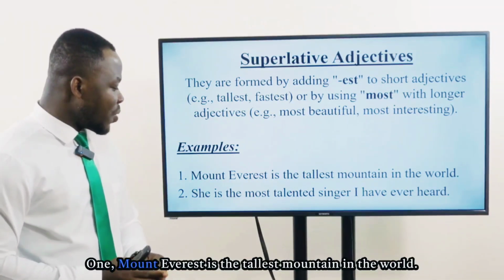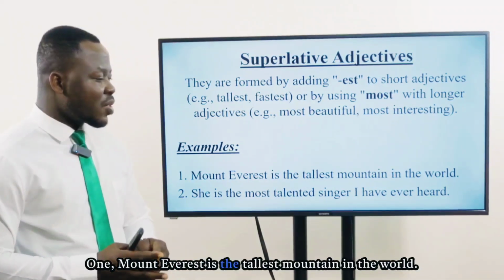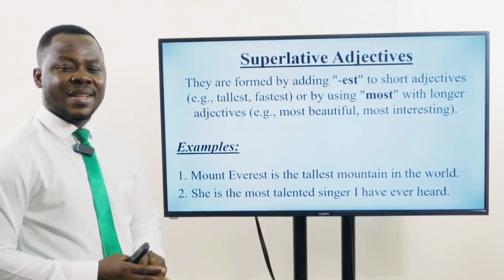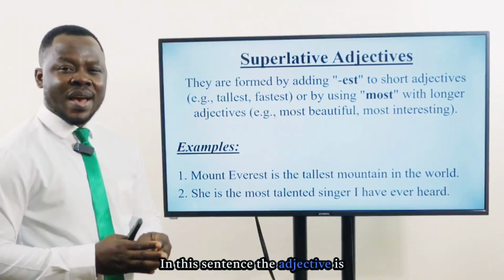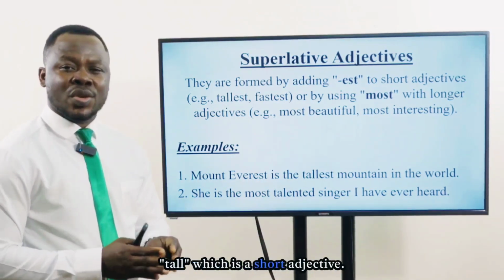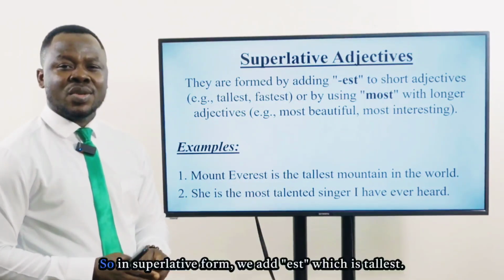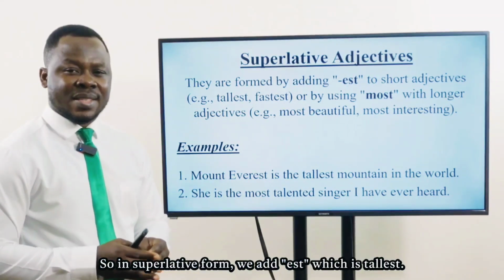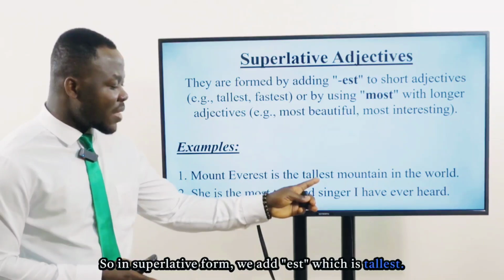1. Mount Everest is the tallest mountain in the world. In this sentence, the adjective is tall, which is a short adjective. So in superlative form, we add est, which is tallest.